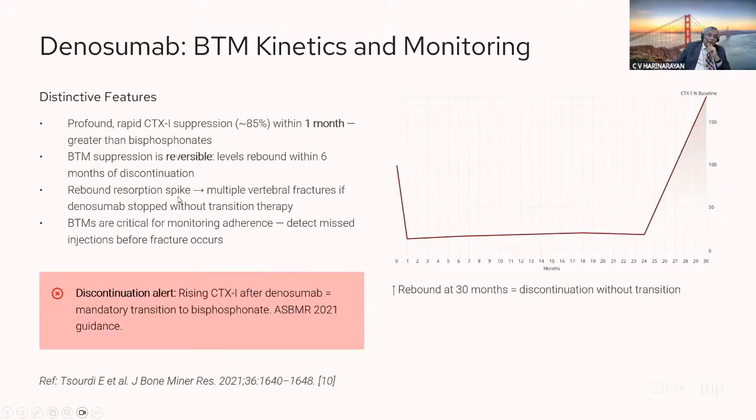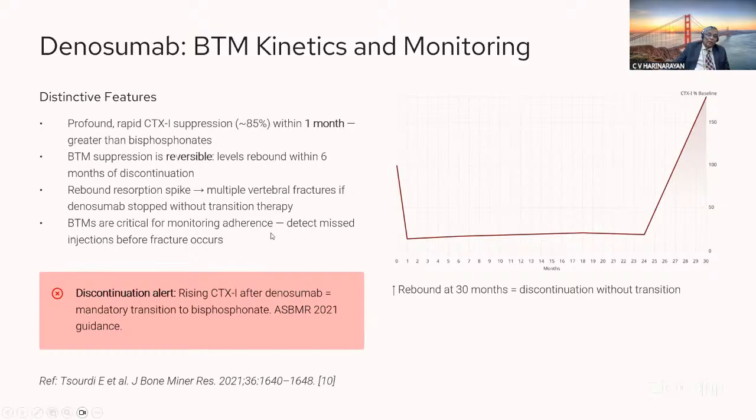So rebound resorption spike, multiple vertebral fractures if denosumab is stopped without transition therapy. If you are stopping denosumab therapy, you have to transition either to another anti-resorptive therapy or take it over with a bone formation anabolic agent. If you don't do it, then the chances of rebound fractures can occur.